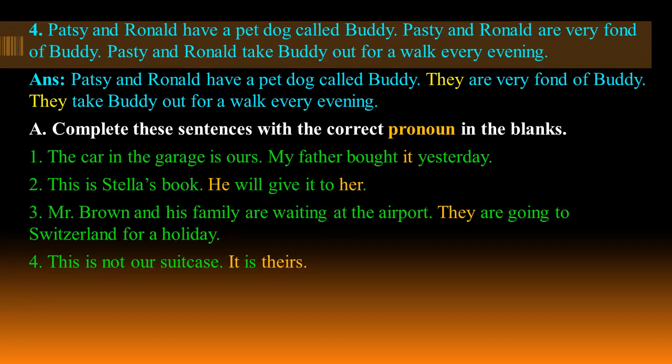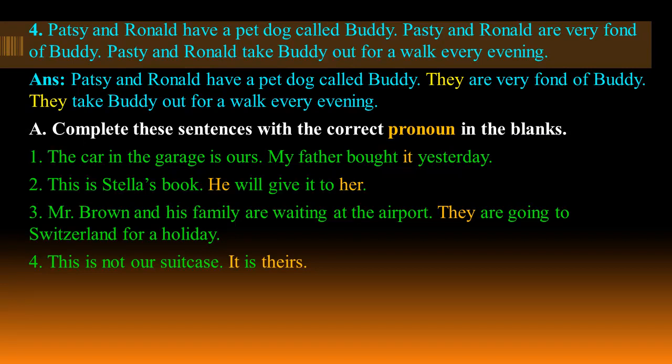Because the first time we need to mention who we are talking about. The first time we mention the name of the person, and from the second time onward we use he, she, her, they, etc. And in this case we use they. And they is the subject pronoun and it takes the place of Mr. Brown along with his family. Point number 4 is: This is not our suitcase.